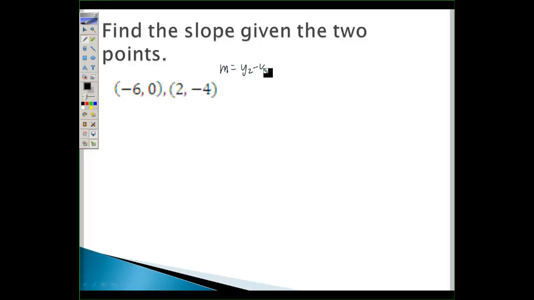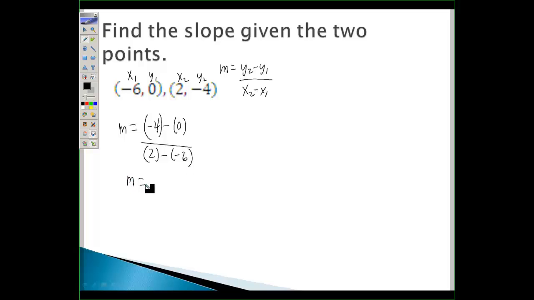Slope equals y2 minus y1 over x2 minus x1. Label my variables. I'm going to say the slope is equal to -4 over, 2 plus 6 is 8. I know that -4 and 8 both have a 4 in common, so I'm going to cross out the 4 and put a 1, cross out the 8 and put a 2. I know my slope must be equal to -1/2.